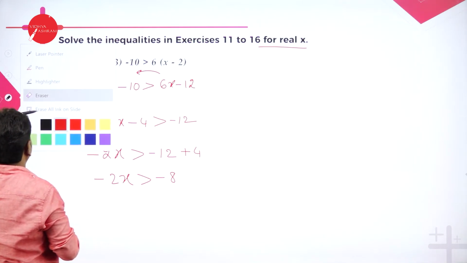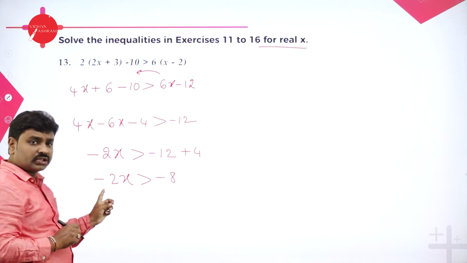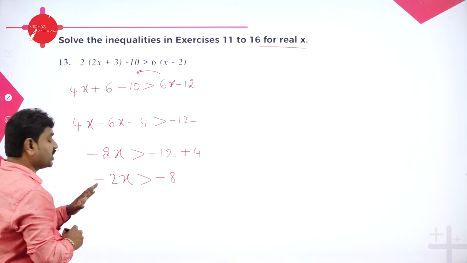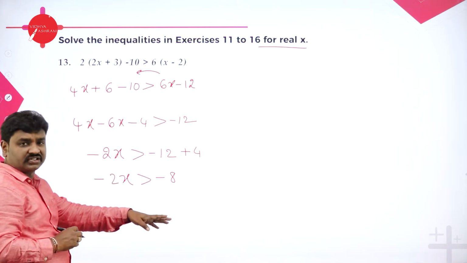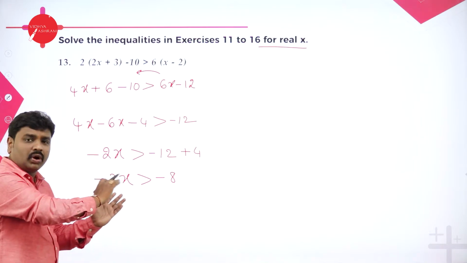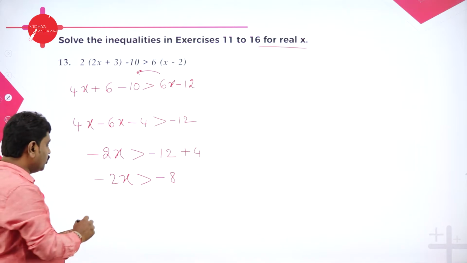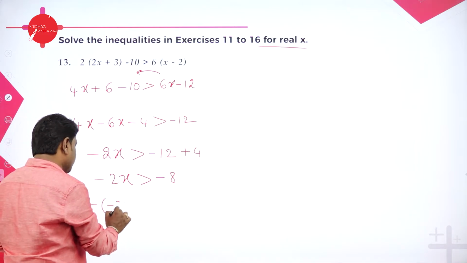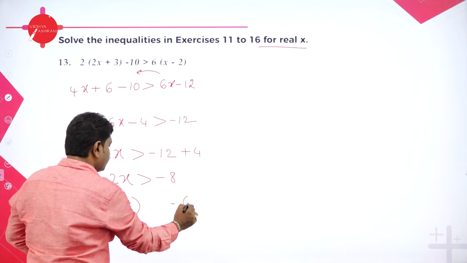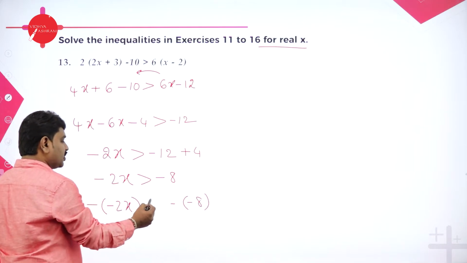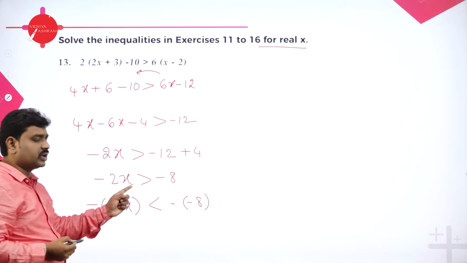always the coefficient of x should be positive. So here the coefficient of x should be positive, so first make it positive, then you can transfer 2 to that side. So first multiply what? Minus on both sides. When you multiply minus on both sides, minus of minus 2x, minus of minus 8, you know greater than becomes what? Less than. This is important.